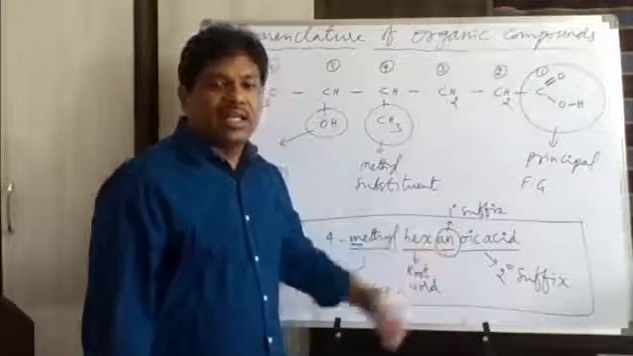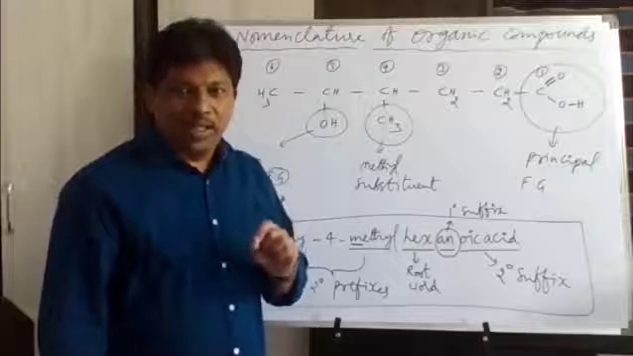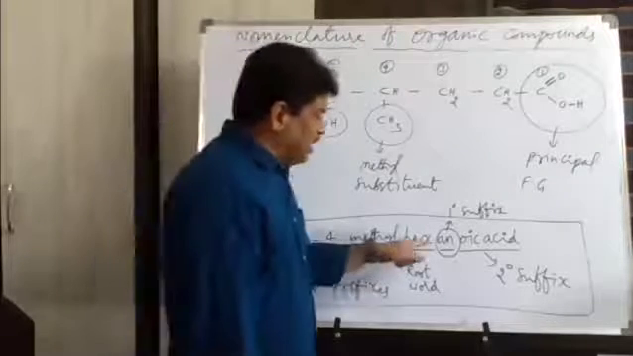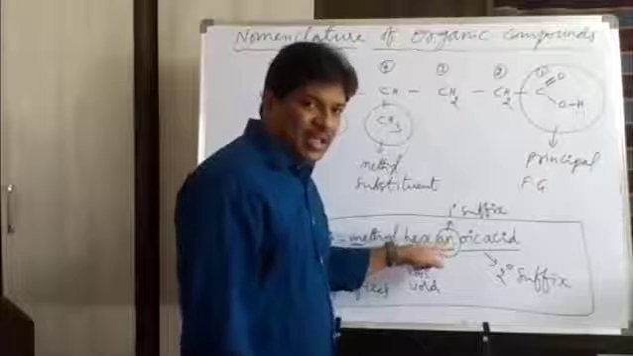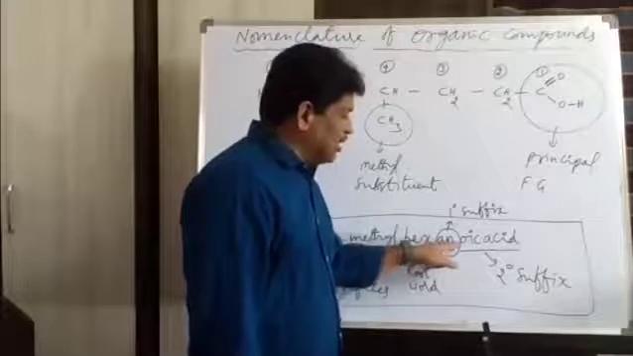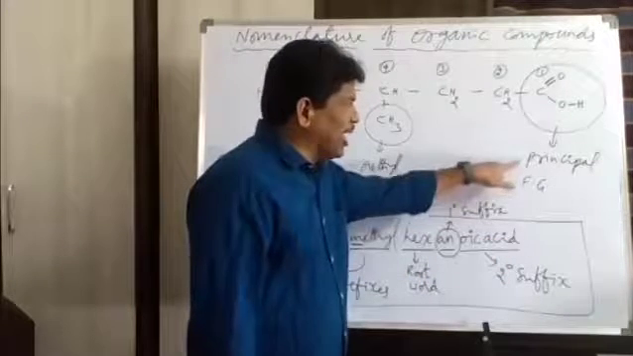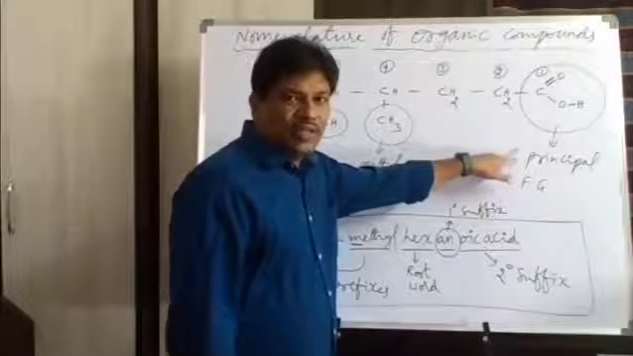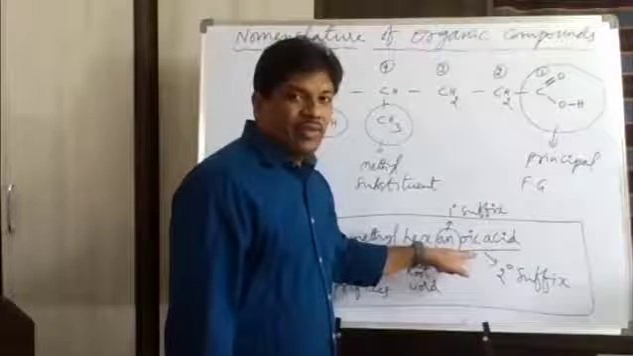Ane. An is generally the primary suffix, but here in Ane, the E is not written. In Ane, An, the letter E is dropped because of the secondary suffix name, that is oic acid, for this COOH functional group. The secondary suffix name is oic acid, we have to remember.